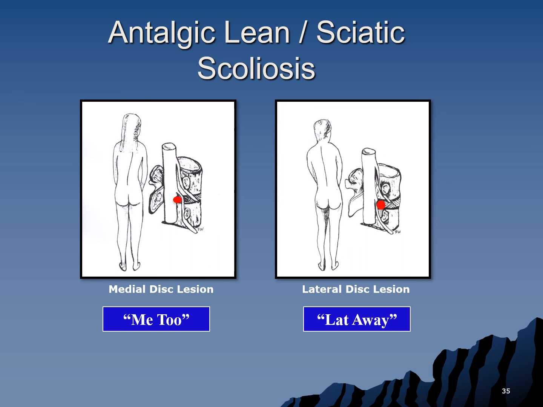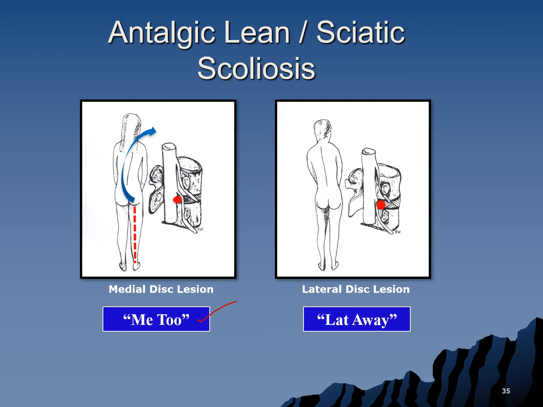All right, so that protruded disc material is medial to the nerve root. So to try and get away from it, to try and lift that nerve root off of that medial disc, the patient is going to lean into it. I put this little reminder here: me too, or medial toward the sciatic side.